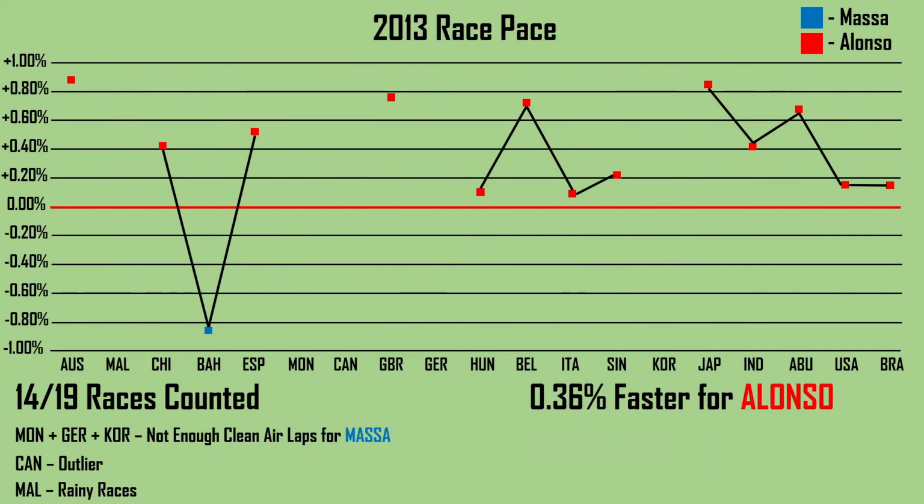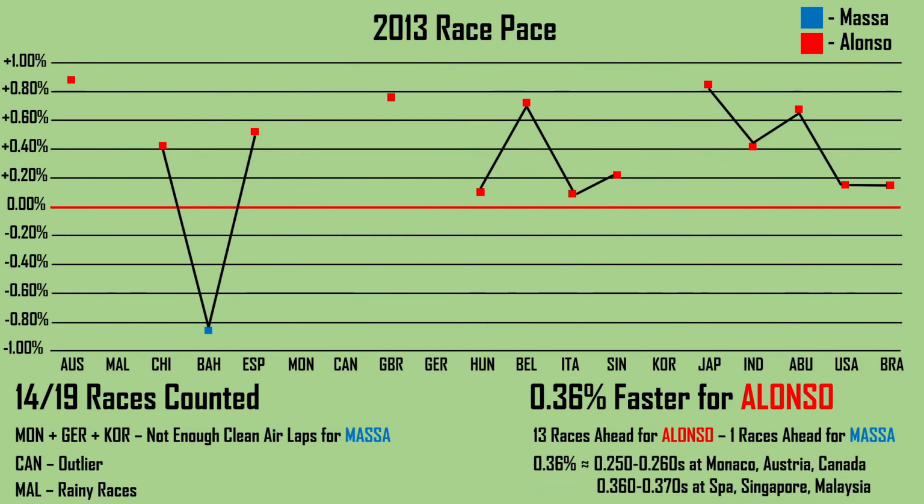And averaging out all of these points for the 2013 season, we have an average pace advantage for Fernando Alonso of 0.36%. He was faster for 13 out of the 14 counted races, where Massa was just faster for one. And 0.36% roughly equates to 2.5 tenths at Monaco, Austria and Canada, and just over 3.5 tenths at Spa, Singapore and Malaysia.